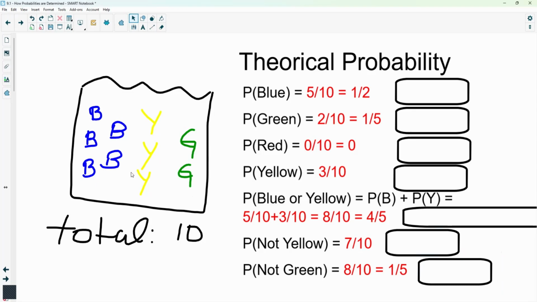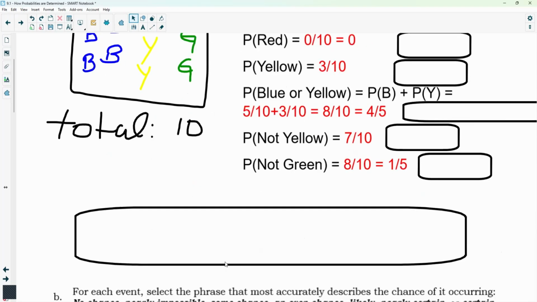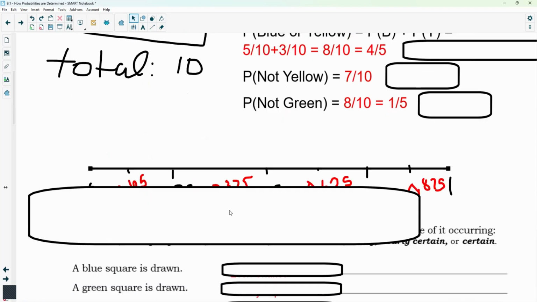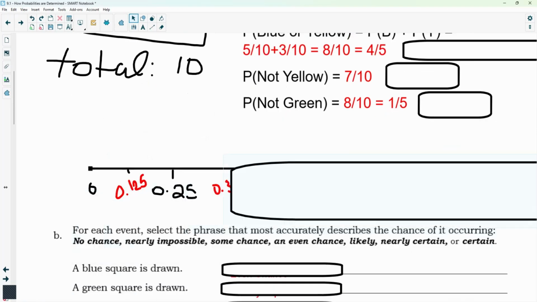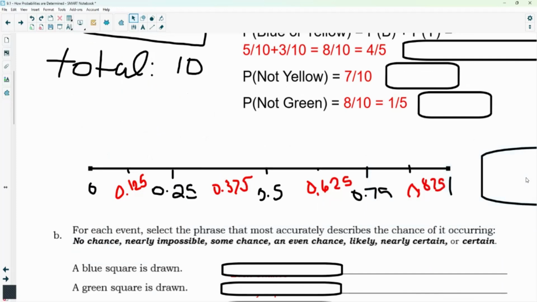And then you have other activities in there, because it says to locate it on a number line and say if it's likely, no chance, right? You have 0, 0.25, 0.5, 0.75, and 1. So what I did is I went ahead, you have all the little tags, and I found those tags first.